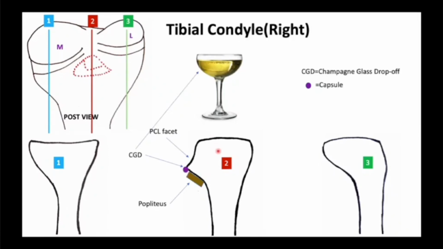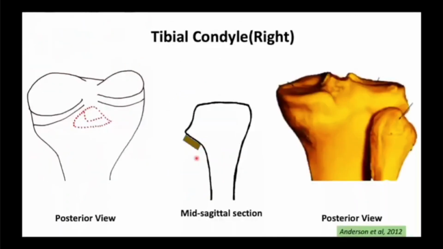So this is the mid-sagittal section, and it's very important to understand the anatomy of the mid-sagittal section. And both the anterolateral bundle and the posterior medial bundle take their tibial attachment in this facet. And this is the mid-sagittal section. This is the popliteus muscle. And this is Sampen glass drop-off.